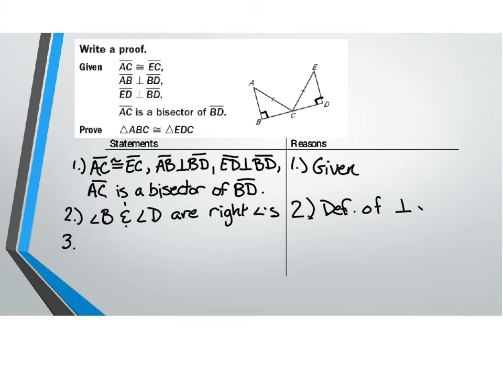Now, on step 3, now that we know these both are right angles, we can say that angle B is congruent to angle D. And that is because both are right angles. Well, so that's the right angle congruence theorem.